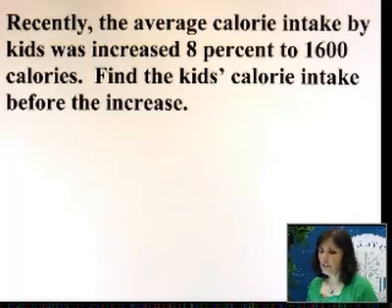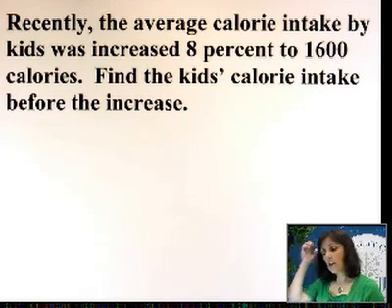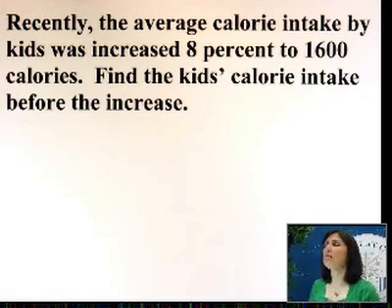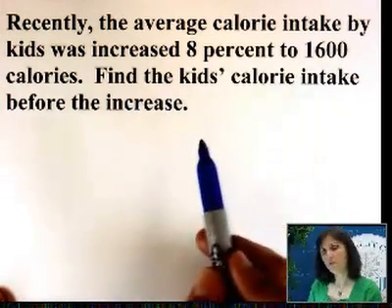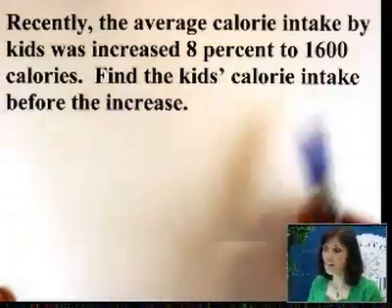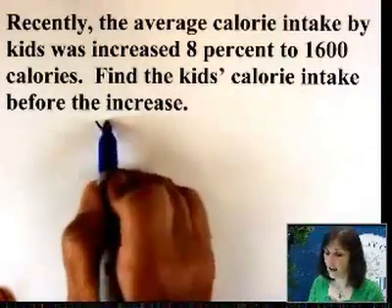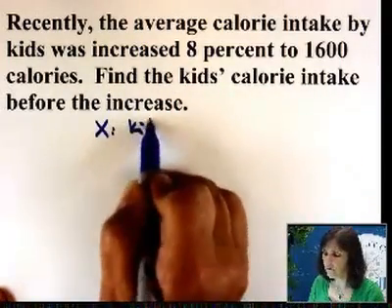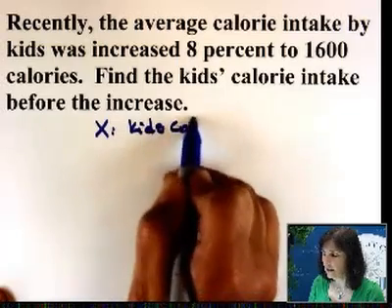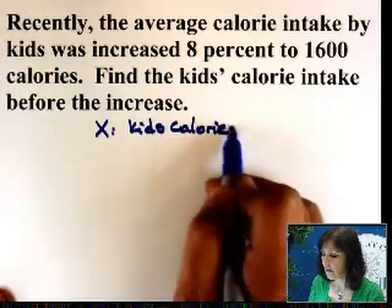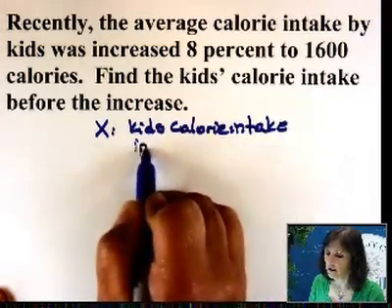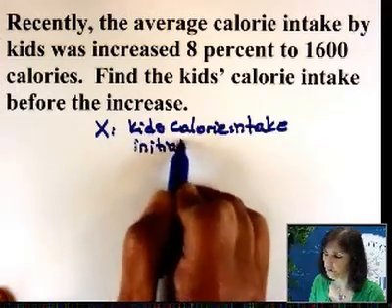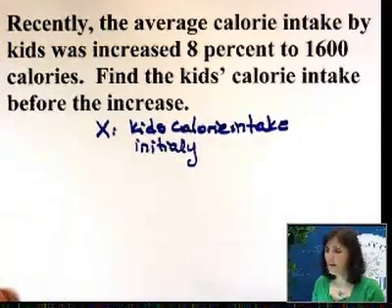Recently, the average calorie intake by kids was increased 8% to 1,600 calories. Find the kids' calorie intake before the increase. So usually the question will give it away what x is going to be. It says find the kids' calorie intake. How about x is the kids' calorie intake initially, before the increase. Now what happened to it?